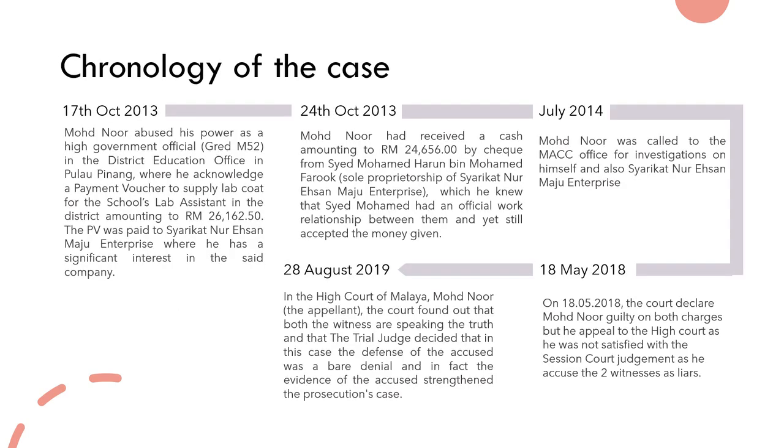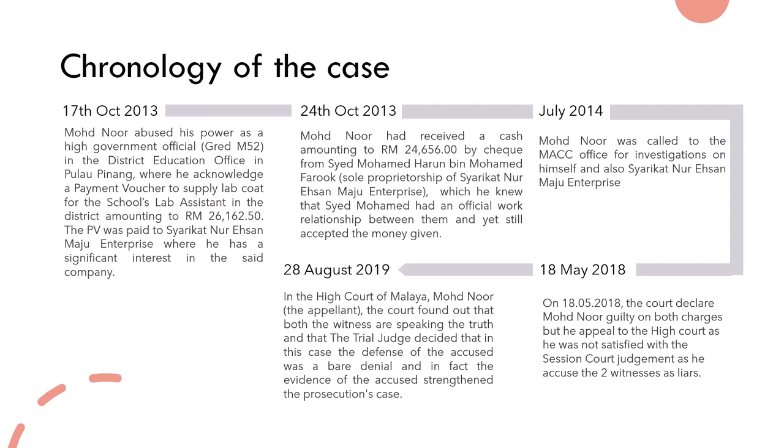The chronology of the case. On 17 October 2013, Muhammad Noor abused his power as a high government official, which is a grade M52, in the District Education Office in Pulau Pinang, where he acknowledged a payment voucher to supply lab coats for the school lab assistants in the whole district of Pulau Pinang, amounting to 26,162 ringgit and 50 cents. The payment voucher was paid to Syarikat Nur Ehsan Maju Enterprise, where he has a significant interest in the said company.